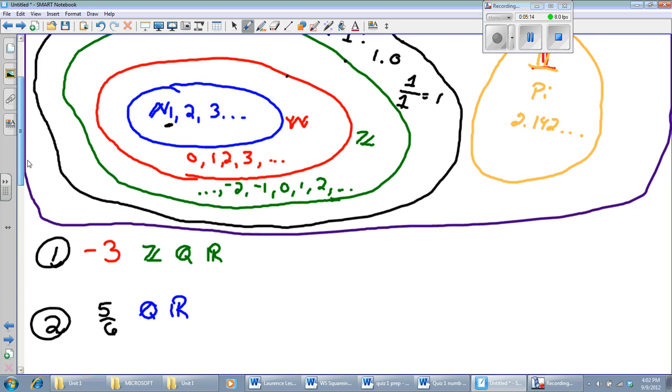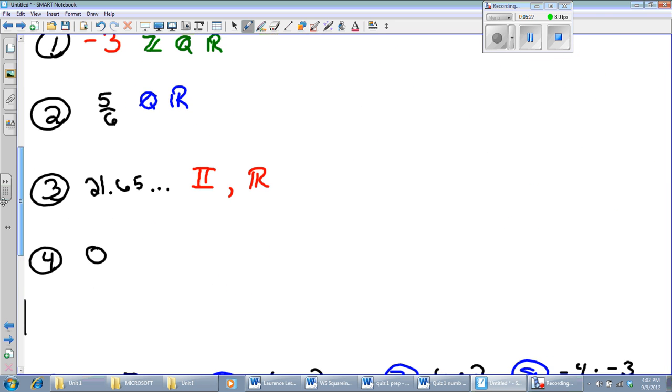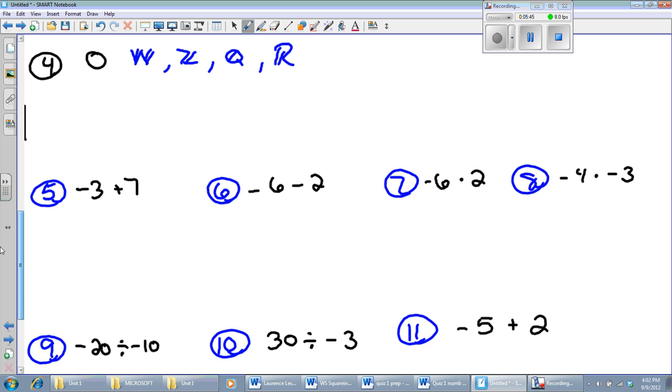Okay, 0. Is 0 natural? No, it is not. Is it a whole? Yep. And since it's a whole number, it automatically is an integer and it's a rational number. It's in all those circles. So, it's a whole number. It's an integer. It's rational. And it is a real number. You should be able to do that on Tuesday's quiz.